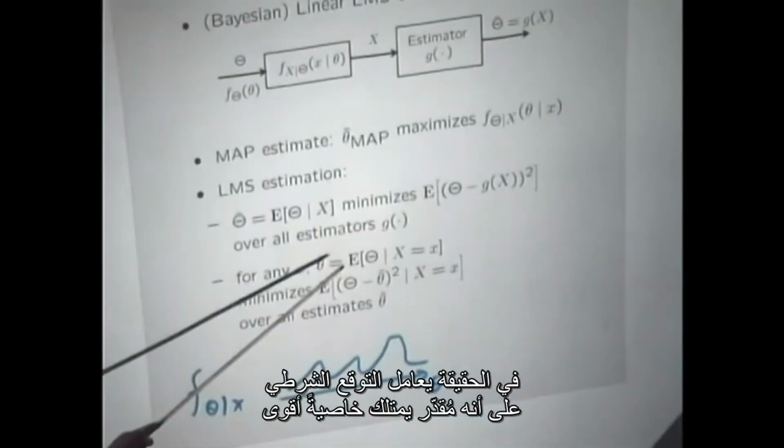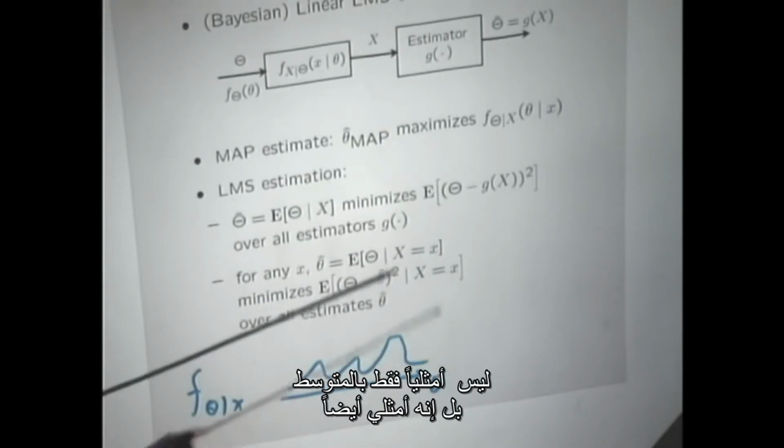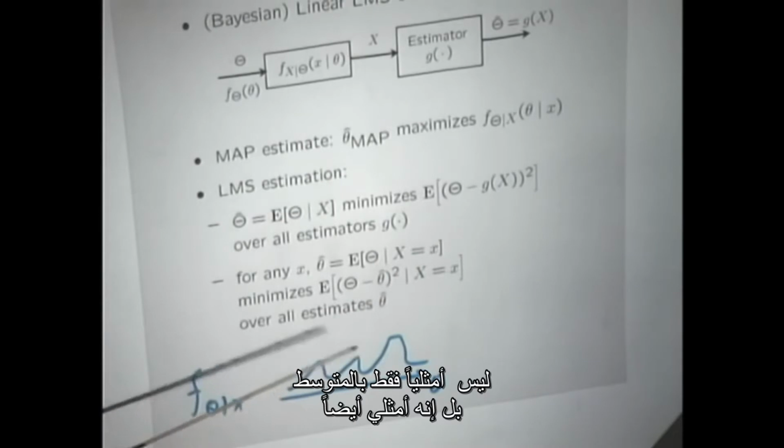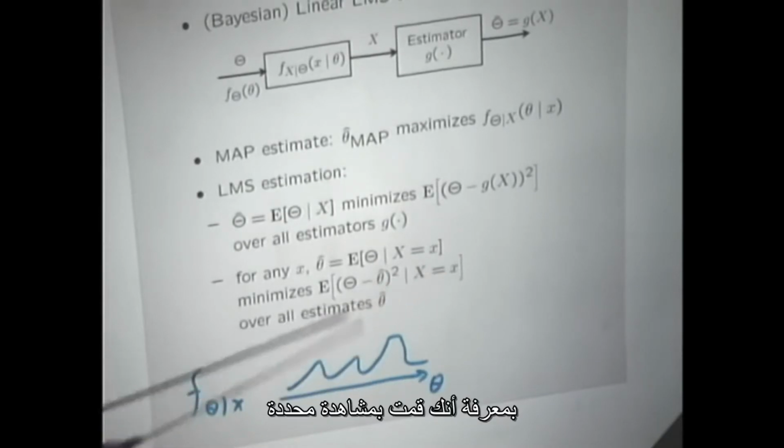Actually, the conditional expectation as an estimator has an even stronger property. Not only is it optimal on the average, but it's also optimal given that you have made a specific observation.